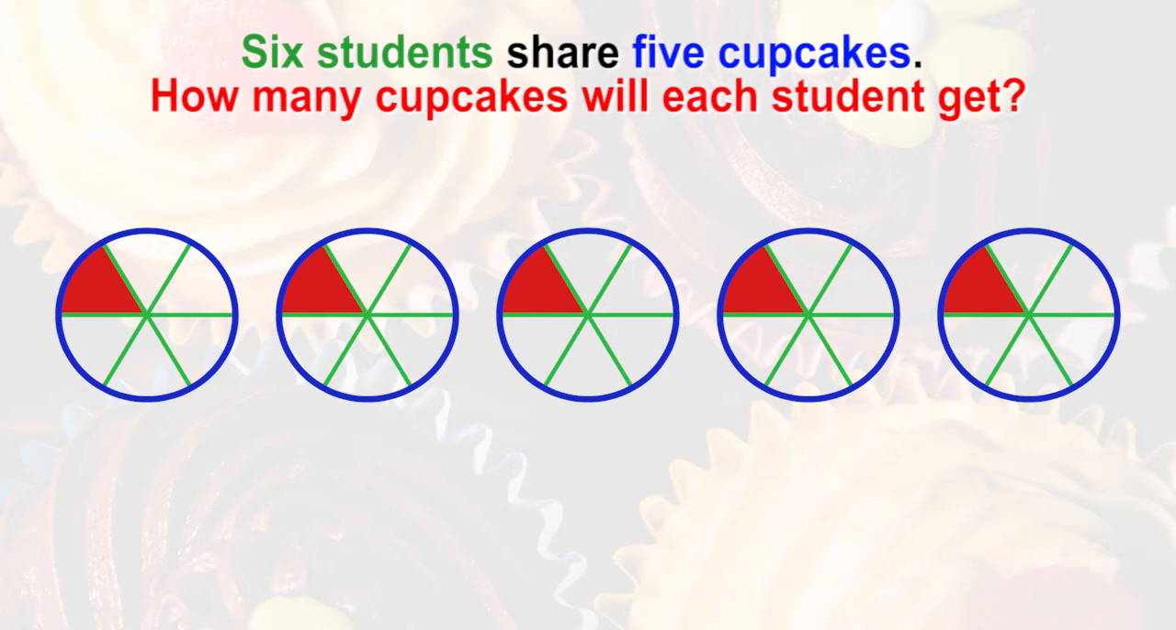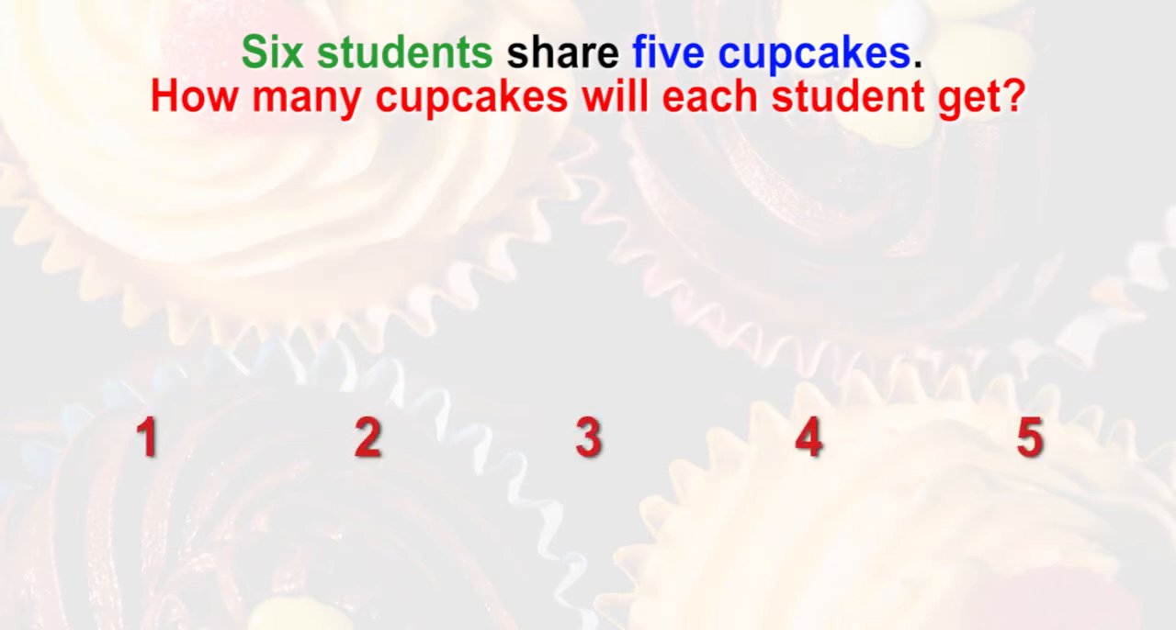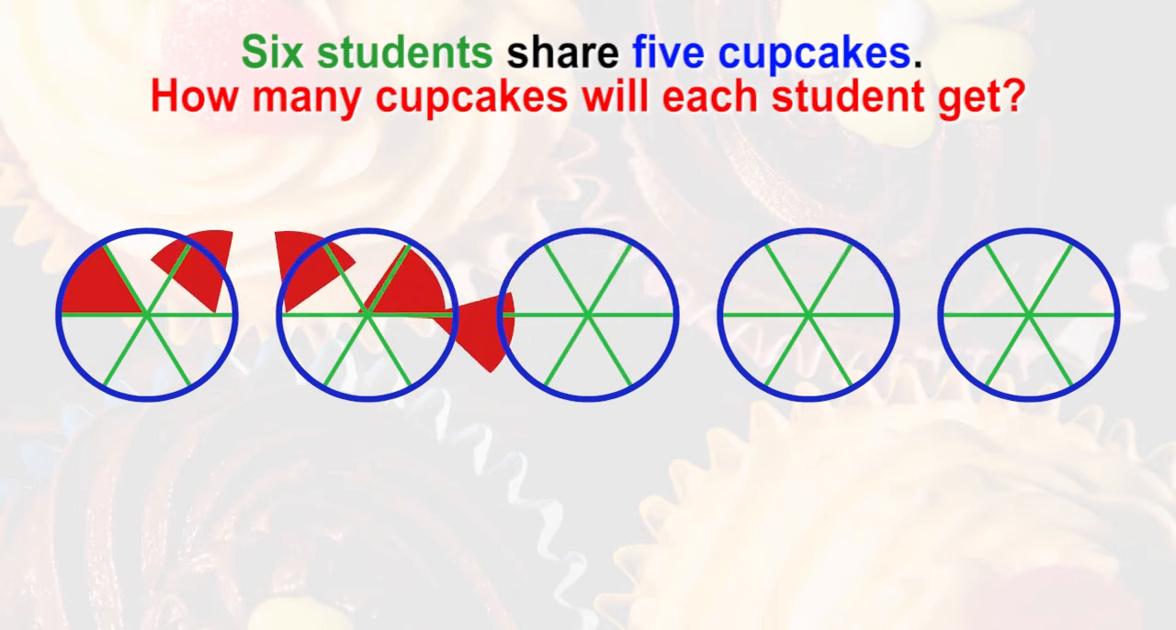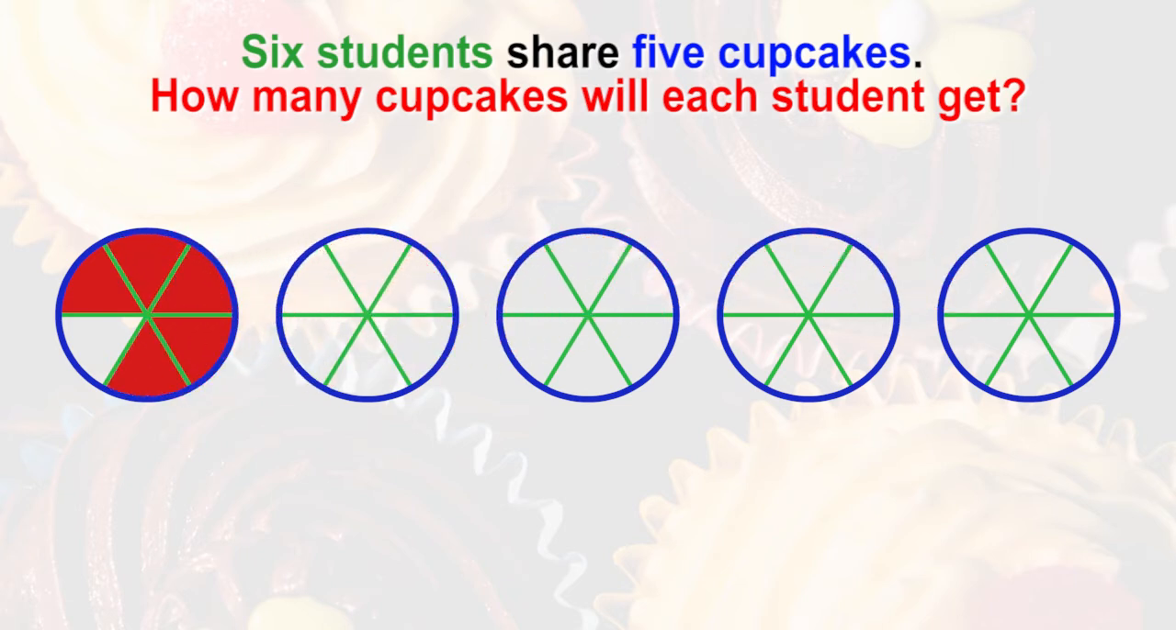There are 2 ways to calculate this. The first would be to count each red piece and see there are 5 red pieces. Each student would get 5 pieces out of the 6 pieces in a whole cupcake, or 5/6 of a cupcake. The second way would be to put all the red pieces together into 1 cupcake and see there are 5 out of the 6 pieces shaded red. This also represents the 5/6 of a cupcake for each student.